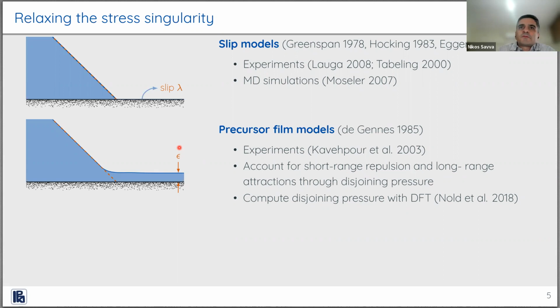So this has also been observed in experiments with certain liquids, where you see a long foot ahead of the drop if you zoom in closely enough to the contact line.